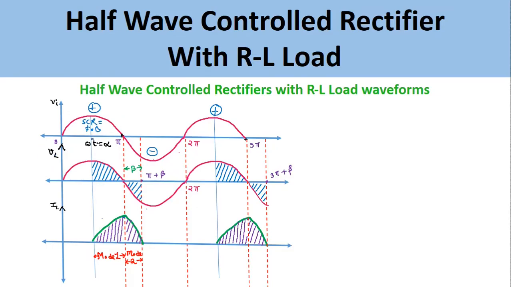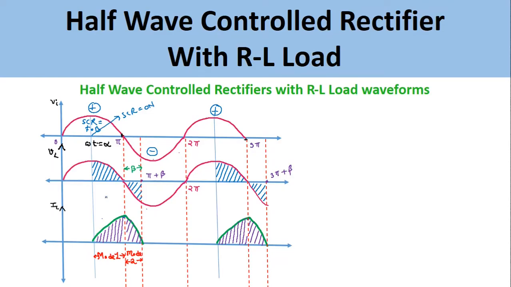SCR goes into the forward bias condition. So in the forward bias condition, when omega t reaches the alpha value, that means at the firing angle, the SCR goes into the on condition. As soon as the SCR goes into the on condition, the SCR acts as a short circuit, therefore the current starts flowing into the circuit.